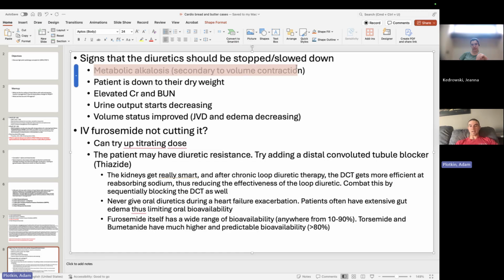This is the big one that's going to show up on STEP along with this, okay, if they wanted to ask you. If the IV furosemide is not cutting it, we can try up-titrating. We can try switching to a different loop diuretic. But the other thing you have to consider is if the patient's been on chronic diuretics, they can get what's called diuretic resistance. That's because when we give them a loop diuretic, where does the loop diuretic work? In the loop of Henle. Yeah, the thick ascending limb of the loop of Henle, right?